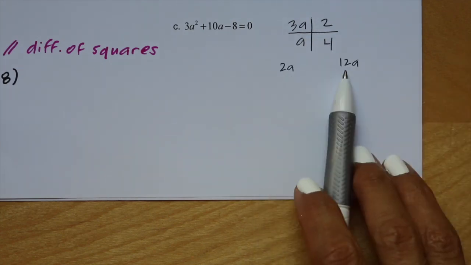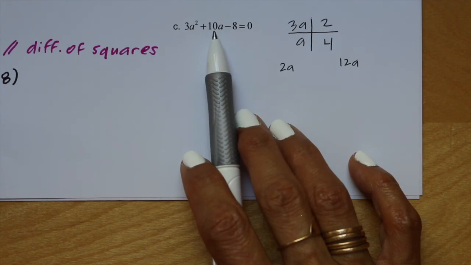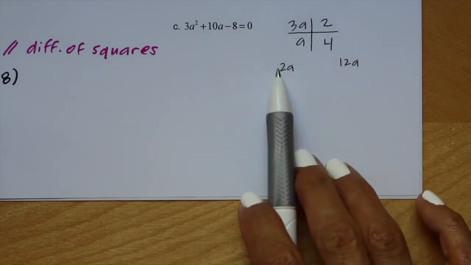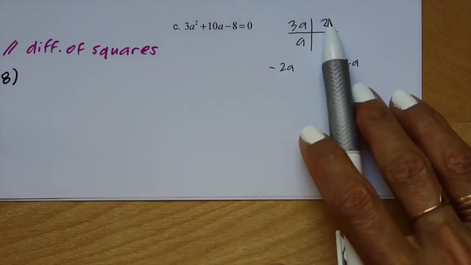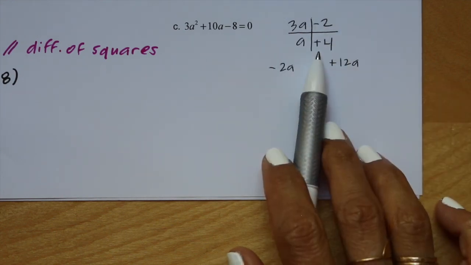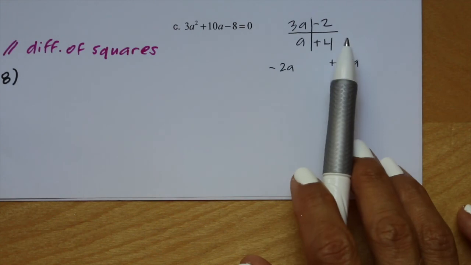We need 2a and 12a to combine to make 10a. That means we're going to make this 2a negative. And let's put the signs back into the problem. So we're going to put the negative up here and the positive right there. Remember, your answer goes from left to right.